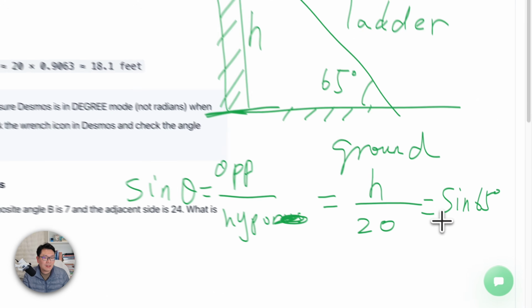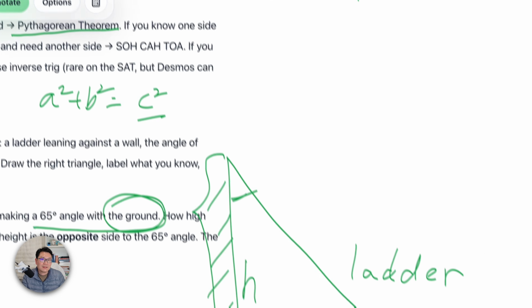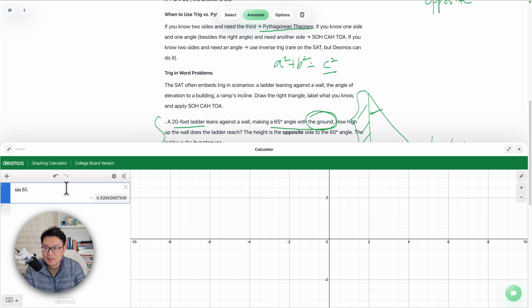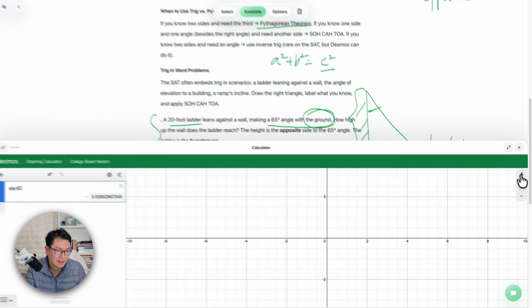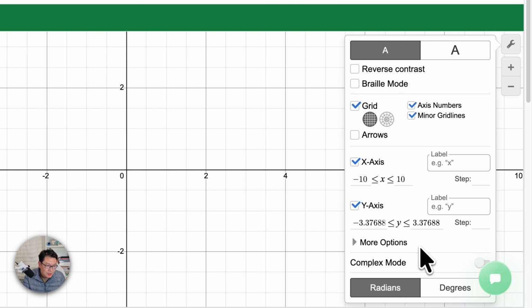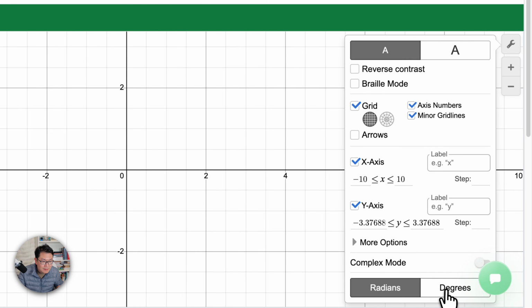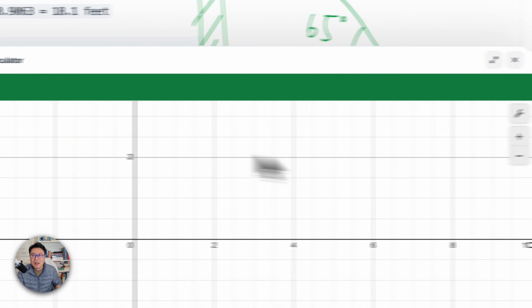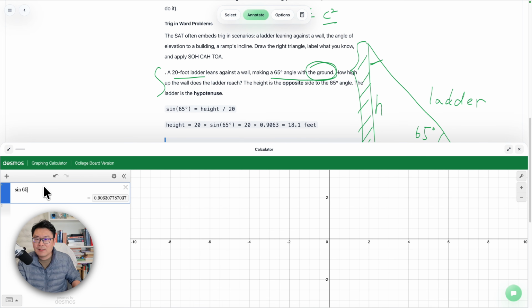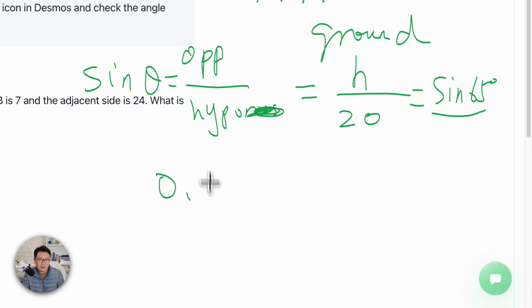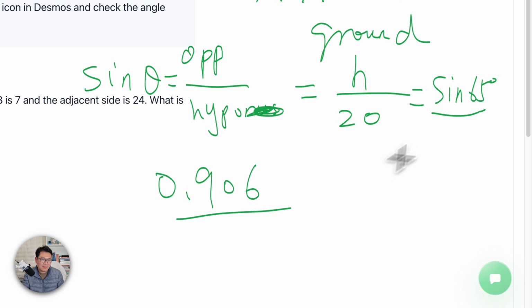We have to use a calculator to find the value of sine 65. If you just tap this, you would be wrong because it is in radians, not degrees. So we have to use degrees. Let's click the setting here and change the mode to degrees. Where's the degrees here? Radians, degrees. Just click the degrees button and then 65. And then you get the value, which is 0.906, right? So let's just keep it there. That's the value of this thing.